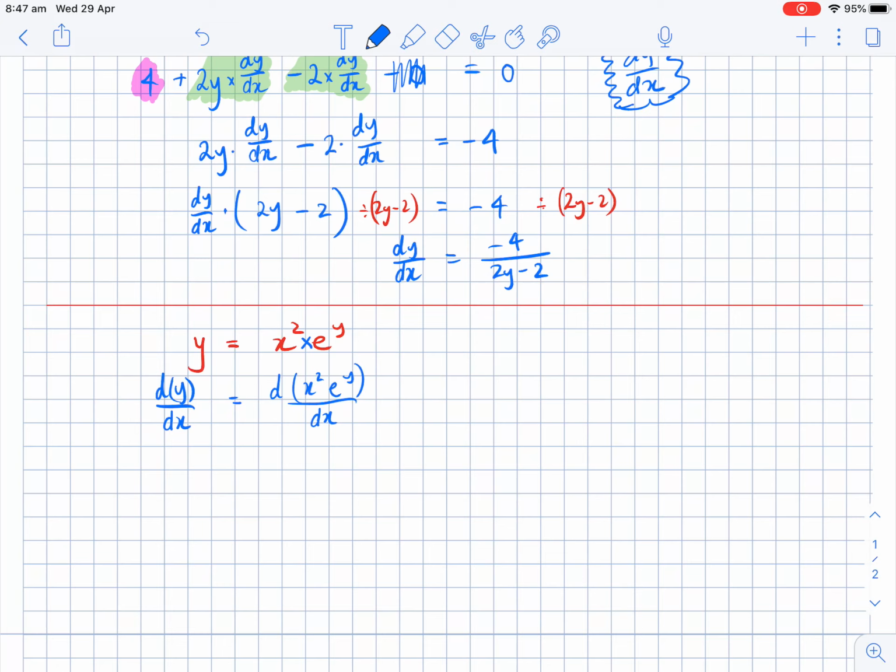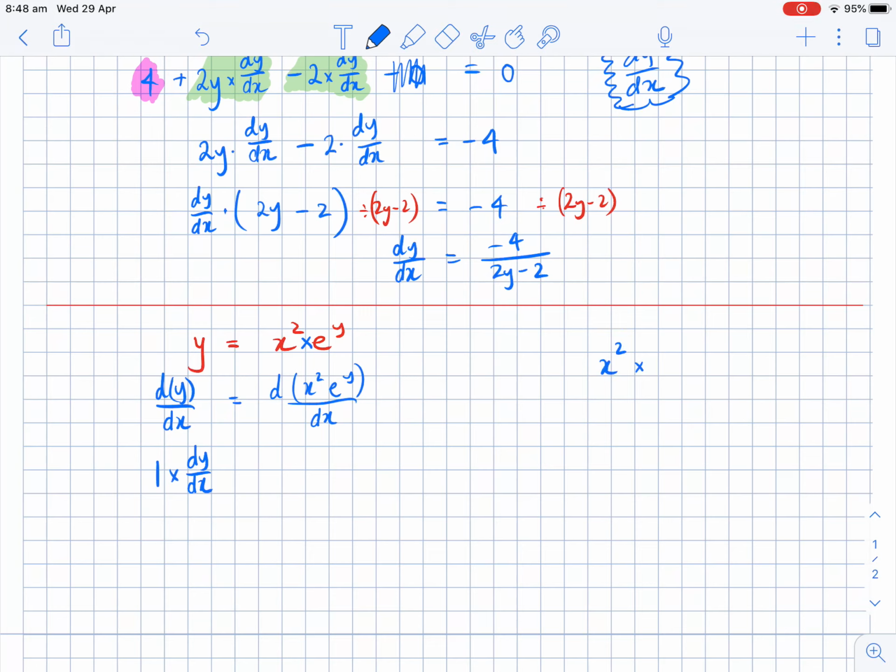Alright, this is a classic kind of problem where people would forget to differentiate the y. So let's work with the left-hand side first. That's relatively simple. If I differentiate y with respect to y, you get 1. And because it was a y term, I multiply it by dy dx. Now notice no bracket around the y anymore. So I've actually differentiated the left-hand side.